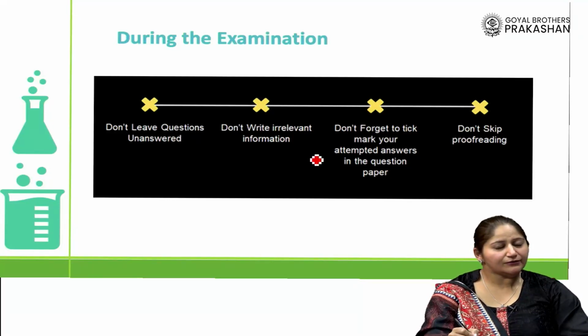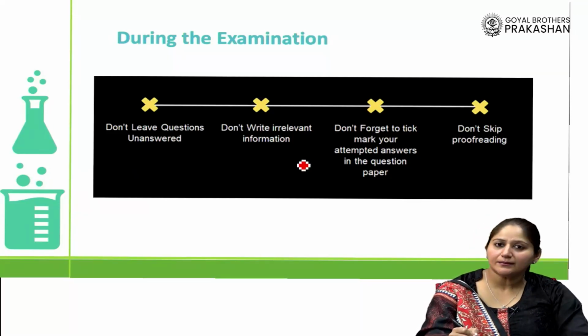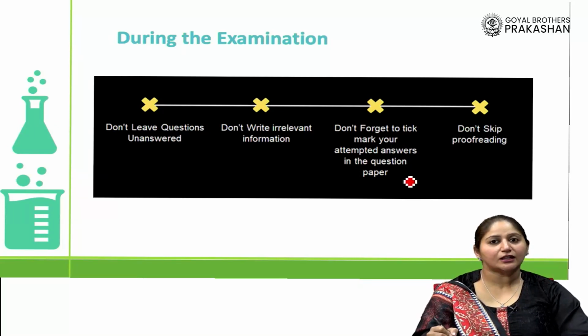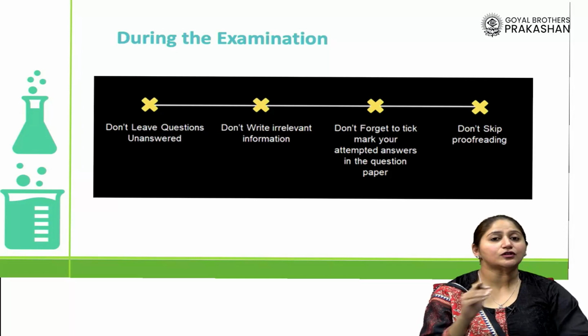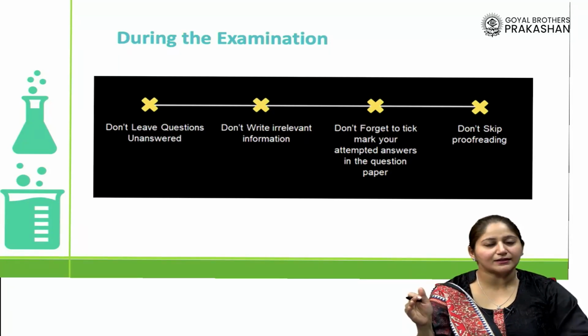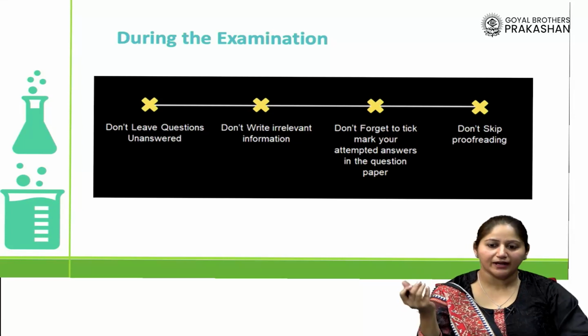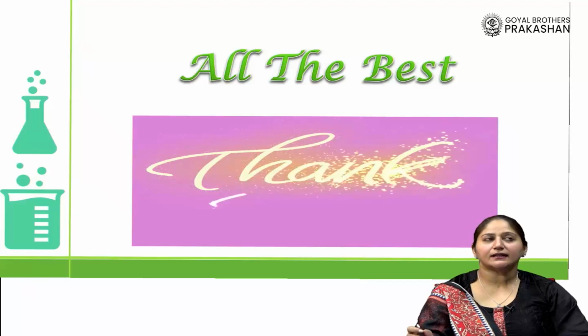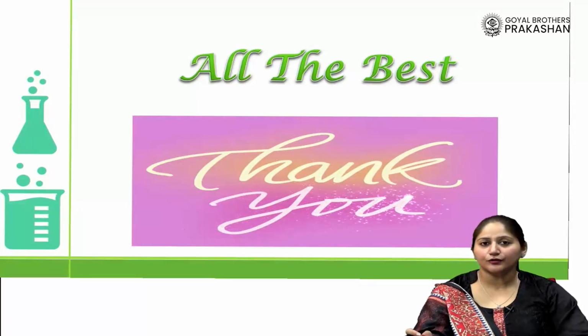Don't write irrelevant information. Make sure to put the key terms in it. Don't forget to tick mark your attempted answers in the question paper. Otherwise, don't solve anything in the question paper. If you want to solve anything, use your answer sheet. Make a rough column in that. Then don't skip proofreading. I hope these strategies, these tips are really important and useful for you.